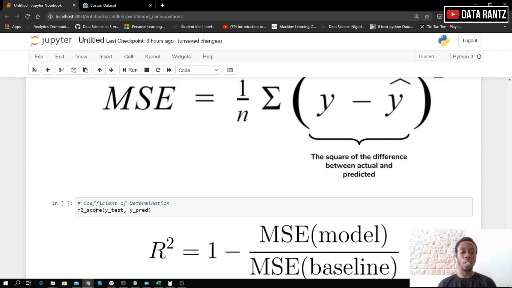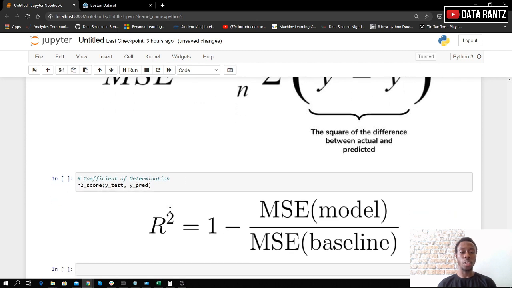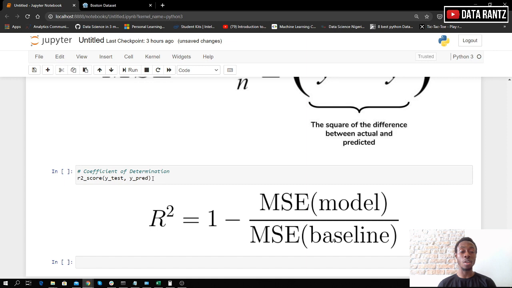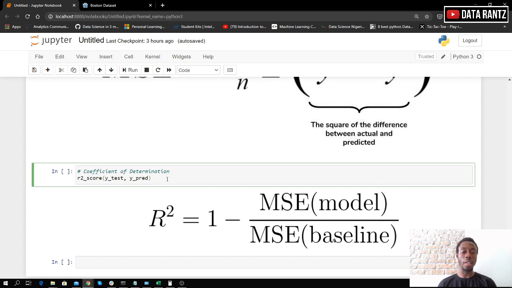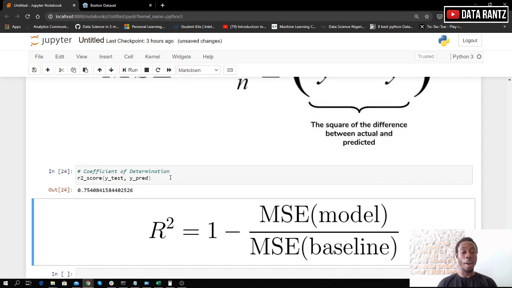So the next thing we want to see is the coefficient of determination. This basically tells us how good our model is performing, because it uses the mean squared error of the model that we predicted divided by the baseline mean squared error, which is basically the mean of all the features in the data. It just does this division, and it cannot be more than 1 because it's definitely 1 minus it. So the R2 score actually tells us how well our model is performing.